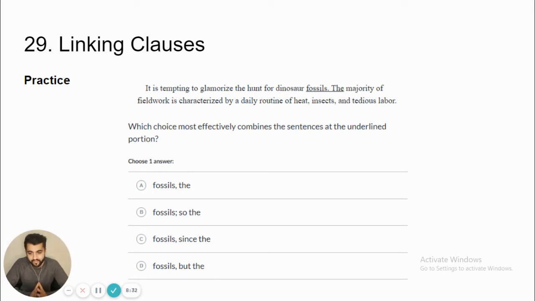Now, this is how we tackle linking clauses in the SAT reading test. This is the end of the question guide section and the grammar subsection. And I'll see you in the next video with another topic.